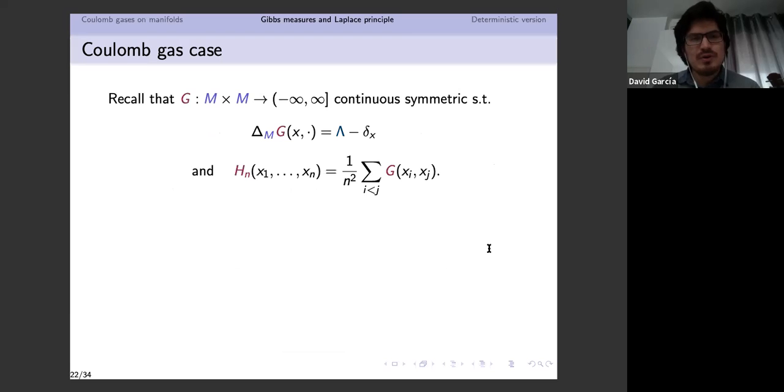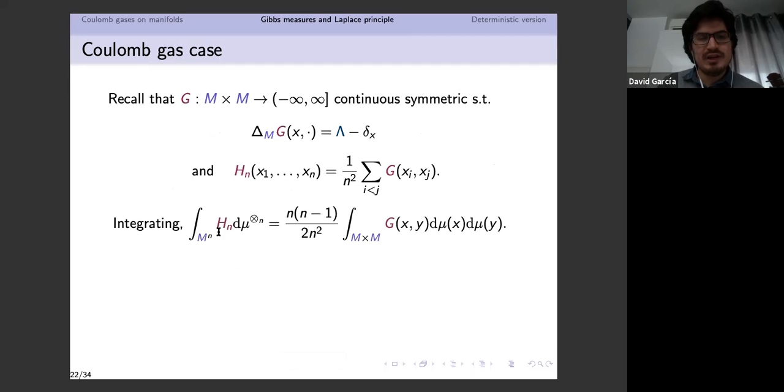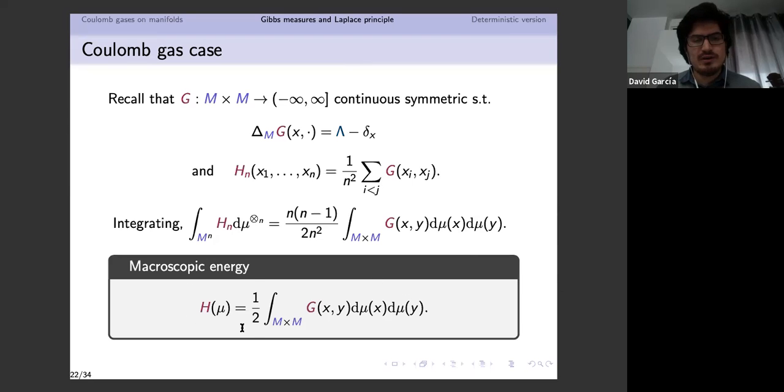Now, for our case, the Coulomb gas case, we recall this: G satisfies this property, Hn was defined by the sum normalized, and we want to find the macroscopic limit. So for this, we need to integrate Hn with respect to some measure mu. And we can do this easily because it is just a sum of G. We obtain this expression. And now we take the limit as n goes to infinity. And we can prove that the macroscopic energy, the macroscopic limit of Hn, is this one.